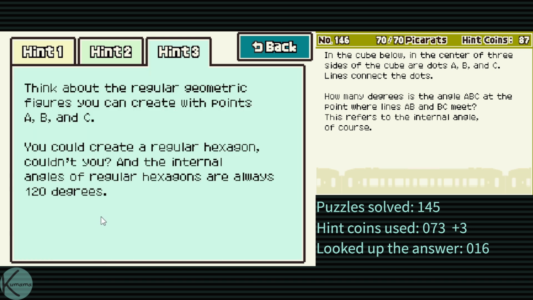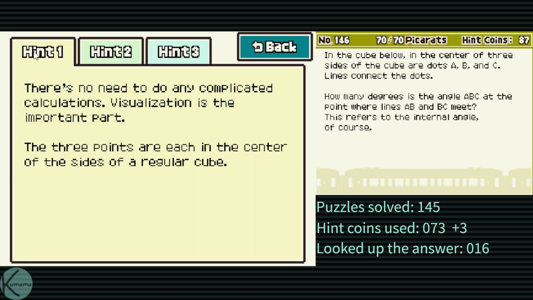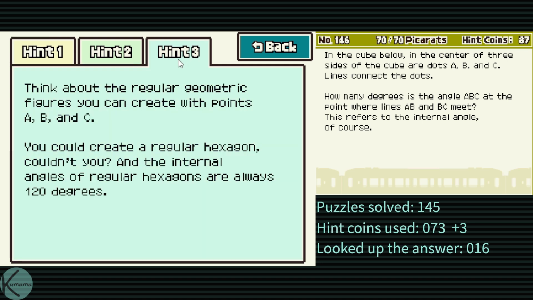Think about the... I love how it's like, hey, if you just actually think about it. And I'm like, oh, honey, I'm thinking.